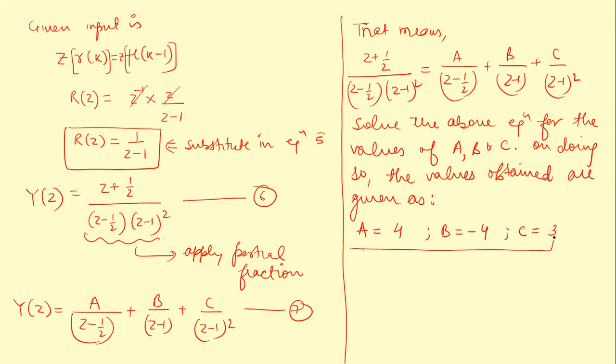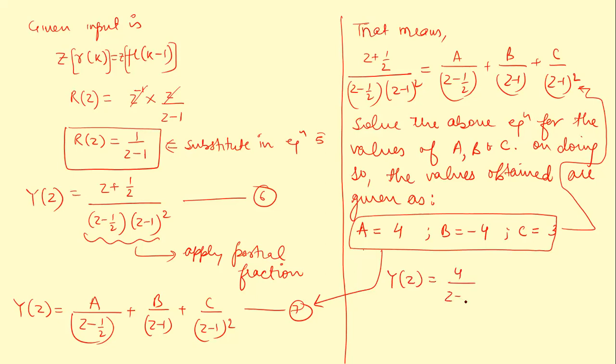So we'll substitute all these values in this equation, right? So we can get Yz is equal to 4 by z minus 1 by 2 minus 4 by z minus 1 plus 3 by z minus 1 whole square. So this is, let us say, equation number 8. Now to get the solution, we will apply the inverse z transform on equation number 8, right?